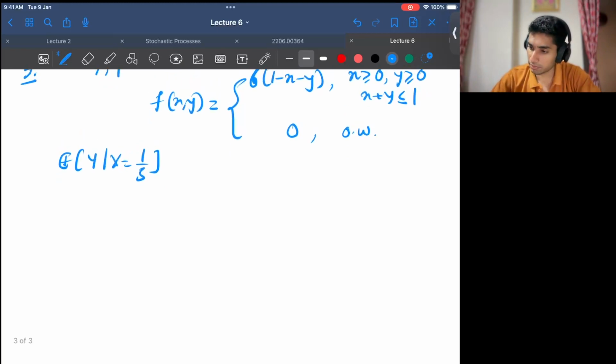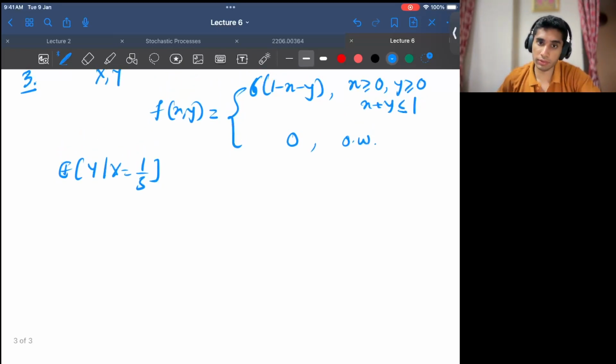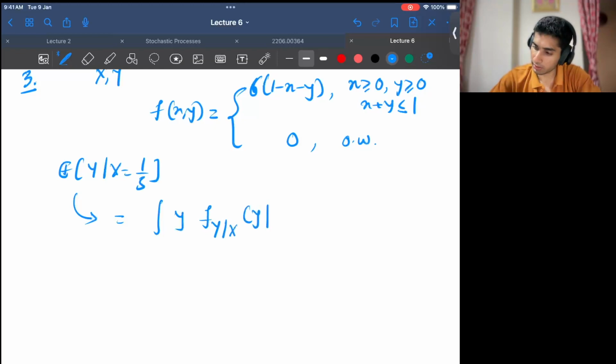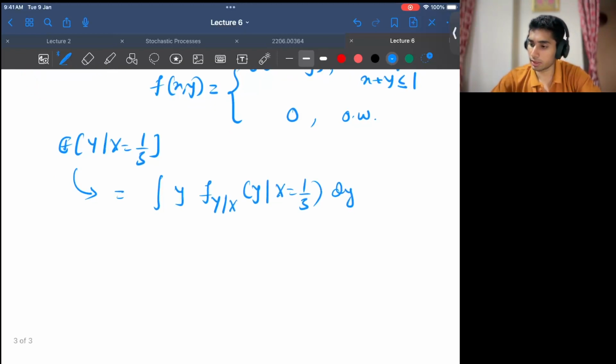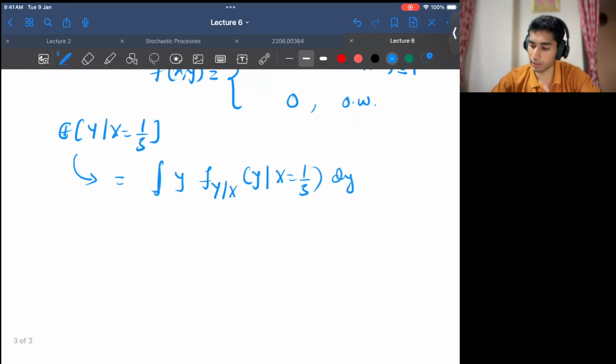Now, first of all, if you want to find this, how do you calculate expectation? This thing is equal to the integral of y times f of y given x, where x is equal to 1 by 3, dy. This is what your value is, right? And this will be equal to what?